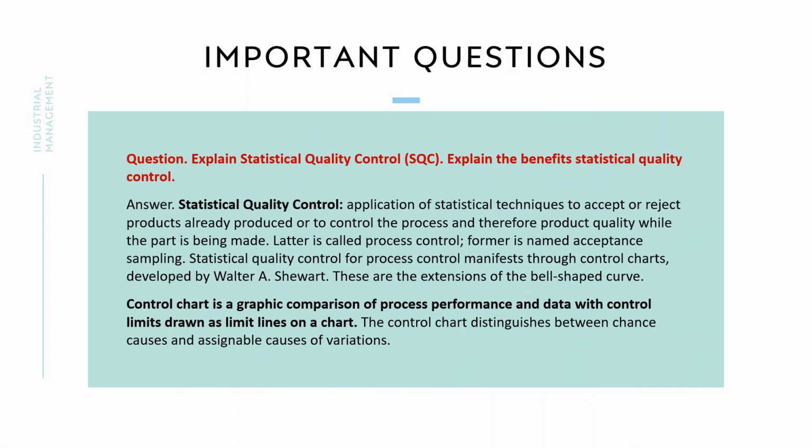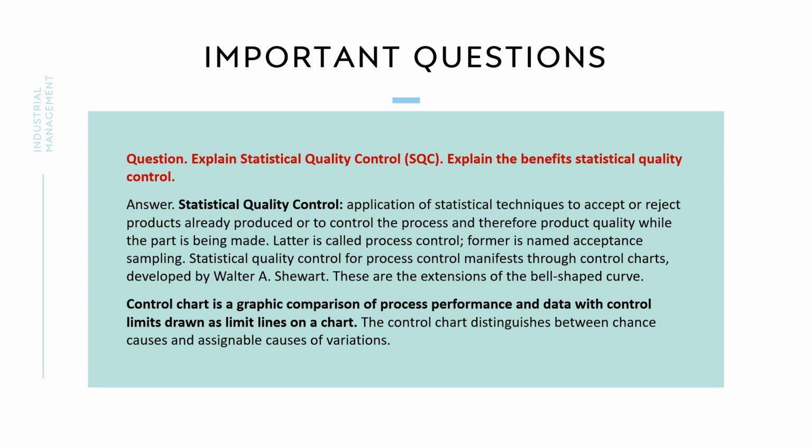Question. Explain Statistical Quality Control, SQC. Explain the benefits of Statistical Quality Control. Answer. Statistical Quality Control is the application of statistical techniques to accept or reject products already produced, or to control the process, and therefore product quality, while the part is being made. The latter is called process control. The former is named acceptance sampling.